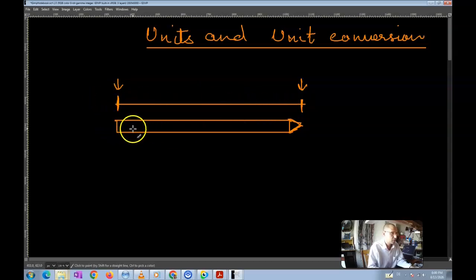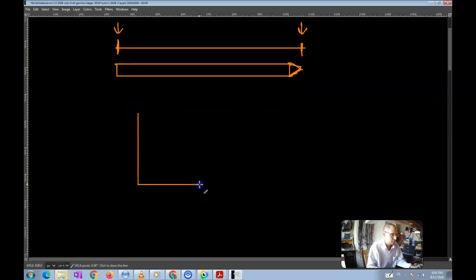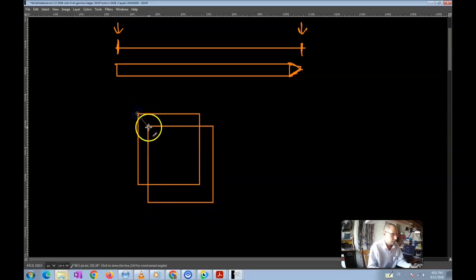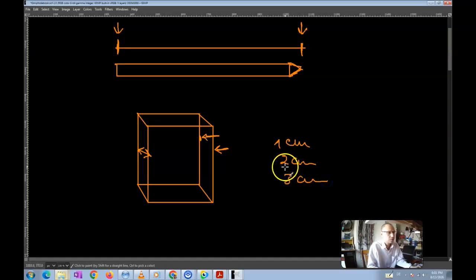Or the width of a book, for example, would be something like this. And then this is the back cover of the book, and this is the front cover of the book. And then this width over here, if it's a thick book, is, for example, 1 centimeter, or 2 centimeters, or 3 centimeters, or something like that.